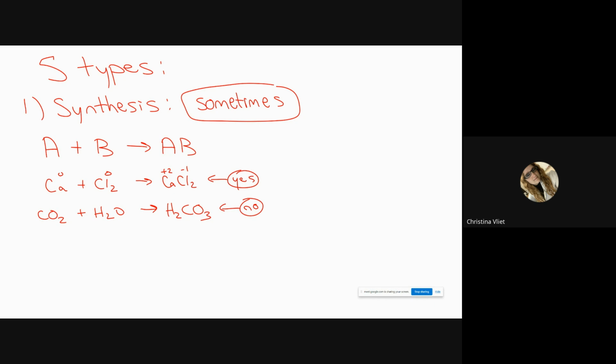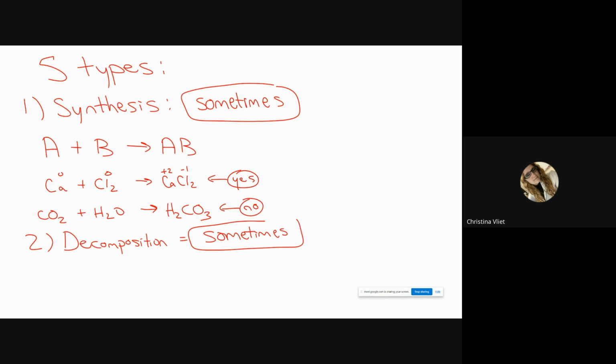The same thing is actually true of decomposition. For the same reason, decomposition, which is the inverse type of reaction, is also a sometimes, which means you would have to check the numbers to know for sure whether it is going to be redox or not.